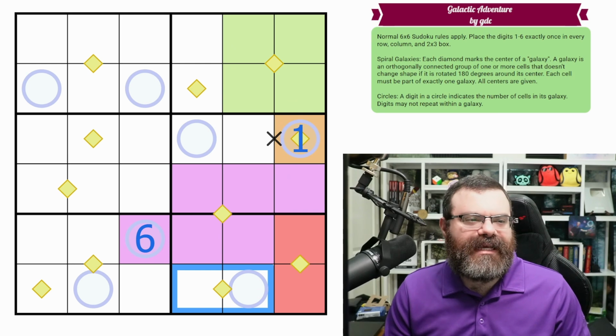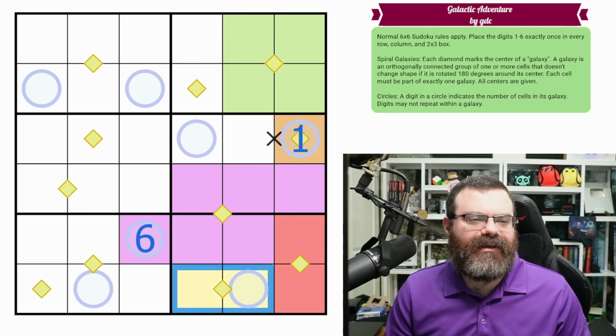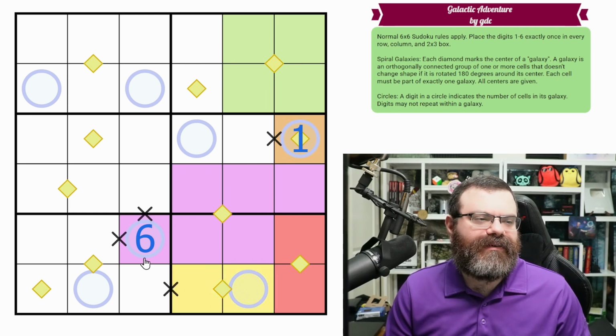Now we've obviously got this galaxy here, and it can't grow anymore. It's not growing up, and if it grew left, it would invade red. So let's just call this yellow, and it's done. So I guess I could draw an X here. I could draw X's around this guy too. And here. Okay, I'll leave those in because we don't have those colored yet.